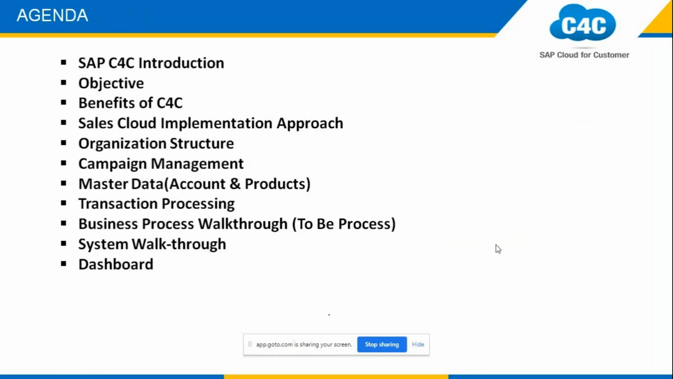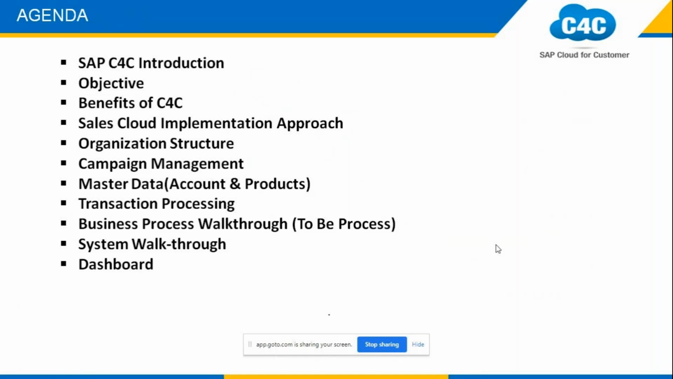I will talk about the master data, accounts and products within the system. One process normally in C4C Sales Cloud, I'll highlight that process, how it runs from one transaction to another. And I'll also talk about a business process walkthrough. This is one of the simple business processes which I extracted from one of the projects. It will make you understand what exactly Sales and Service Cloud talks about. And I will take you to the system as well.